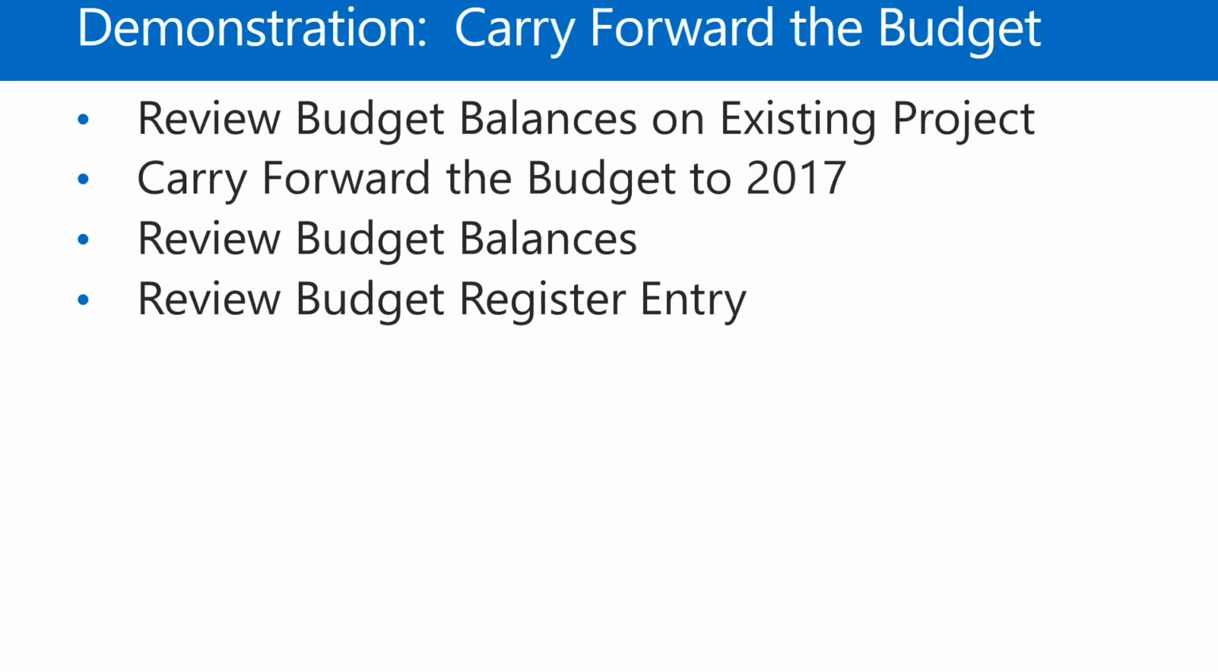All right, so let's go ahead and demonstrate the carry forward budgeting functionality. What I've done thus far is created a project and submitted and approved a budget, and it's allocated over a few years. We'll review the budget balances on that project. Then we'll carry forward the budget to 2017. To make it a little more realistic, I'll change the session date to 2017 just so you can see how you do that. And then finally, we'll review the budget balances after we carry forward and take a look at that budget register entry that was created in the budgeting module.